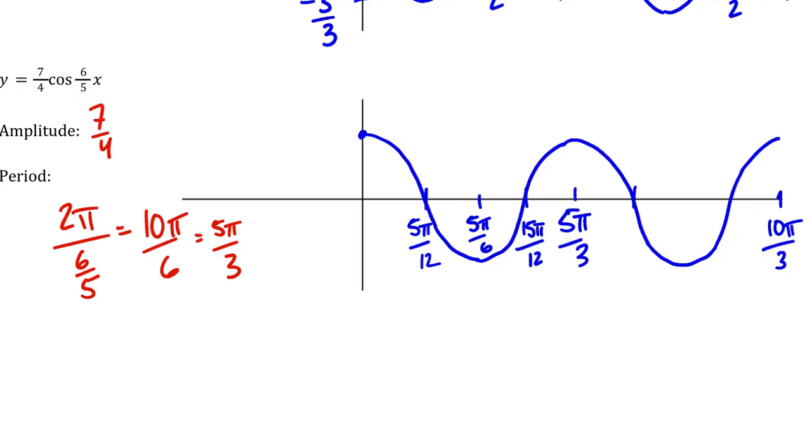Hopefully you're seeing a little bit of a pattern here. 20 pi over 12, 25 pi over 12, 30 pi over 12, reduces to 15 pi over 6, 35 pi over 12, and then 40 pi over 12, which reduces to 10 pi over 3. Okay, and then our amplitude is 7/4. Bingo. Okay, I'm going to zoom out to all of the graphing problems on this page.